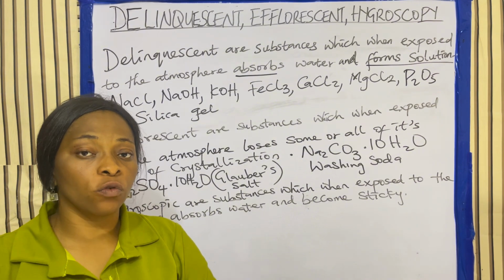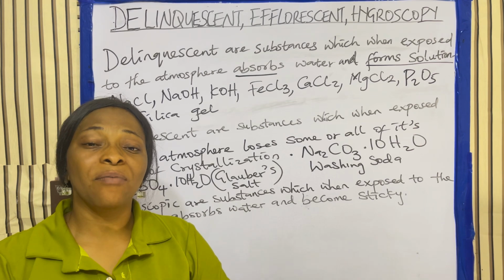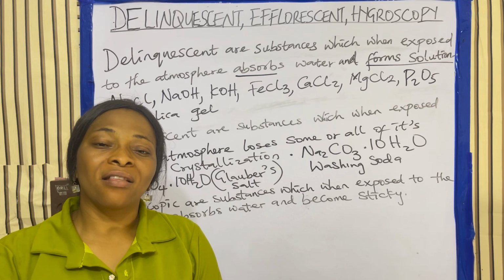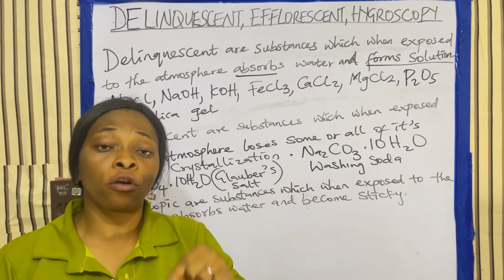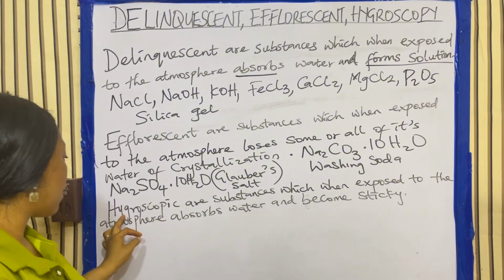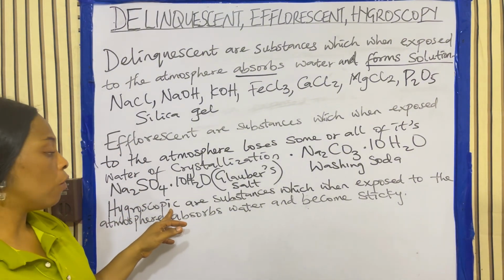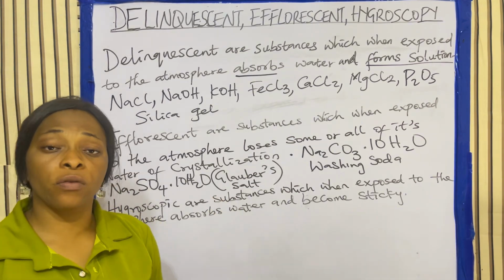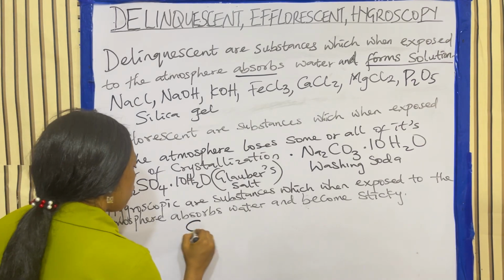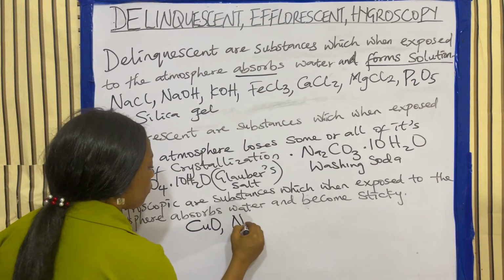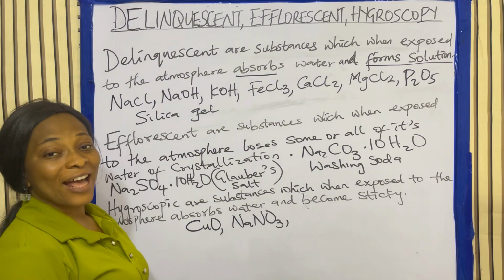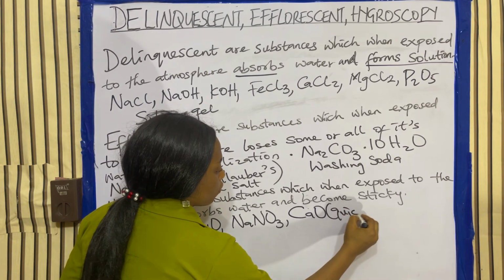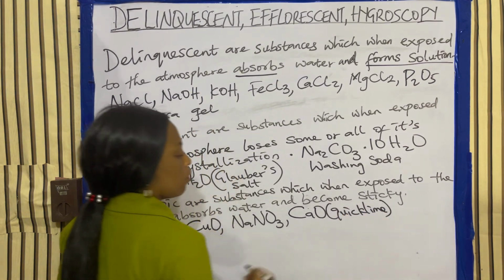They don't form solution, they become sticky. And the substances that undergo hygroscopy are referred to as what? Hygroscopic substances. So examples of substances that absorb water and become sticky when exposed to the atmosphere include copper(II) oxide, sodium trioxonitrate(V), and your quicklime. Quicklime, that's calcium oxide.